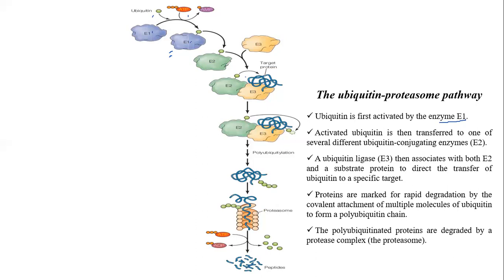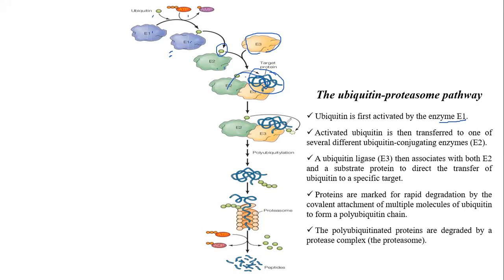ठीक है? Now E3 is going to associate and a substrate protein to direct the transfer of ubiquitin to a specific target. So what is happening? E3 क्या कर रहा है? E3 is your ligase. So this is making sure that this ubiquitin is taken from the E2 and transferred to this target protein. Okay. So this is being transferred to the protein.